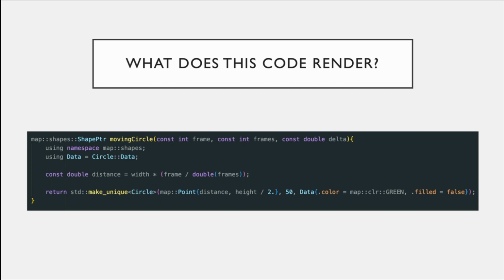Okay, so I guess we talked about this. What does this render? It renders a green circle going from left to right, and this is how it looks.